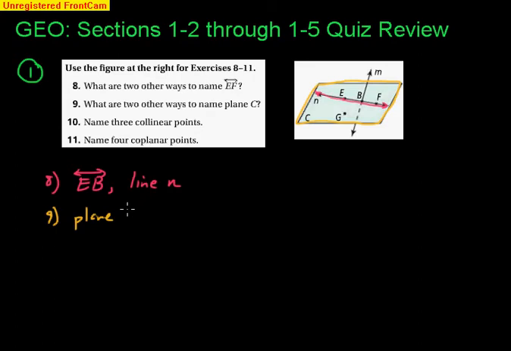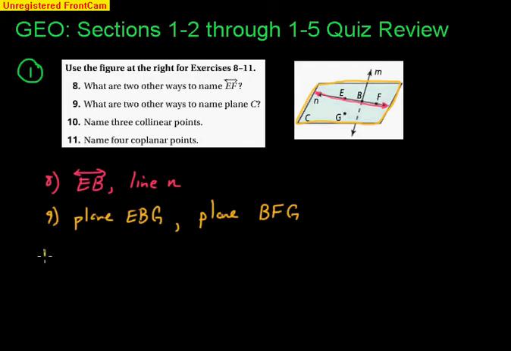So plane E, B, G. Let me write the G better. Again, I use 2 of the 3 in the line, and then the one that's non-collinear. I'll pick 2 other ones, B, F, and then G. So G had to be used because it's non-collinear with these 3 points.